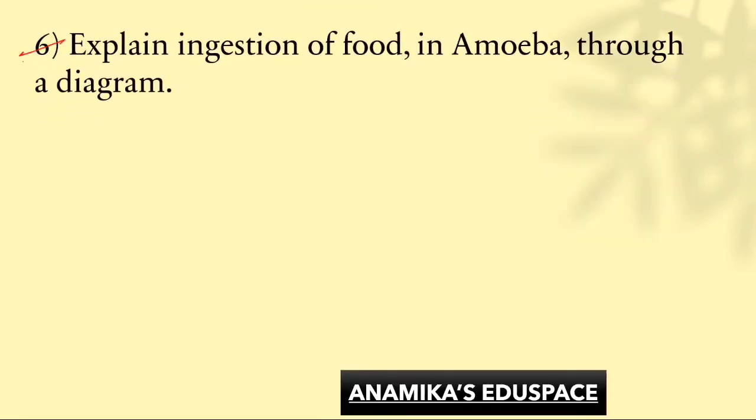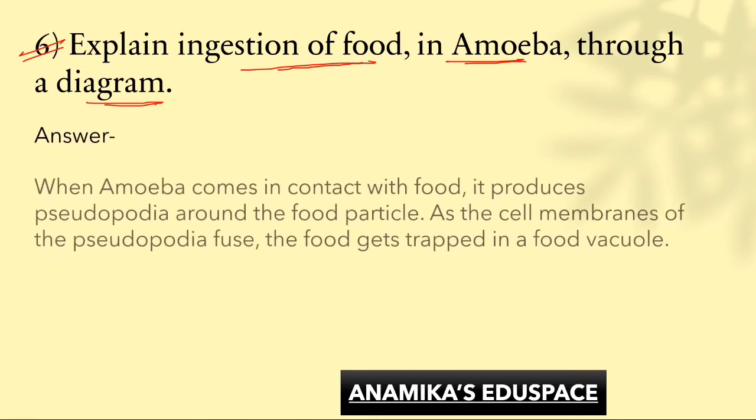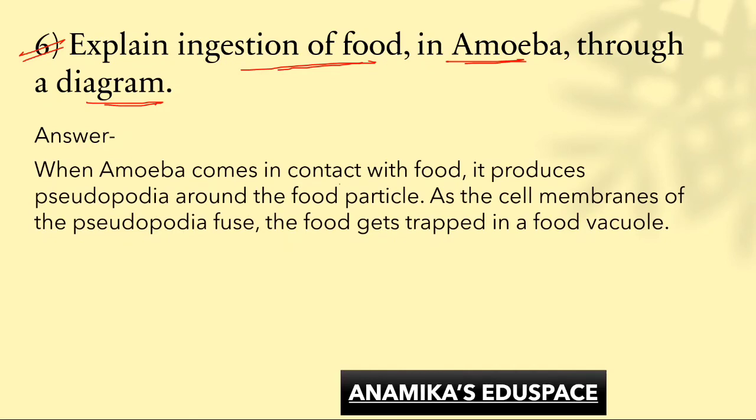Next, question number 6. Explain the ingestion of the food in amoeba through a diagram. Okay, answer. When amoeba comes in contact with the food, it produces pseudopodia around the food particle. Suppose this is the amoeba. Now this is the food particle. I'll draw a food particle with another color so that you shall understand this. So this is the food particle, okay.